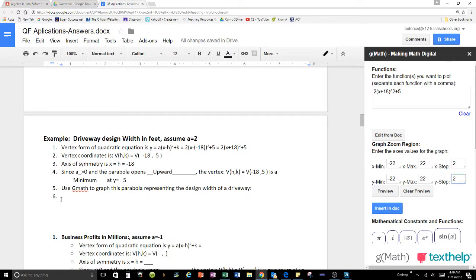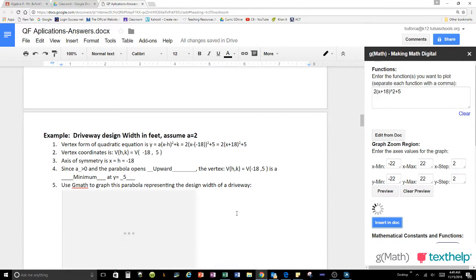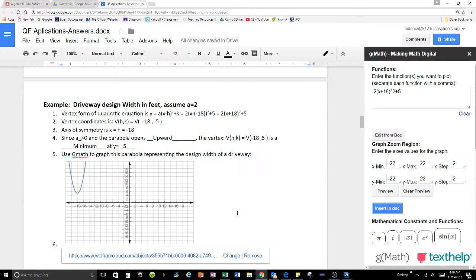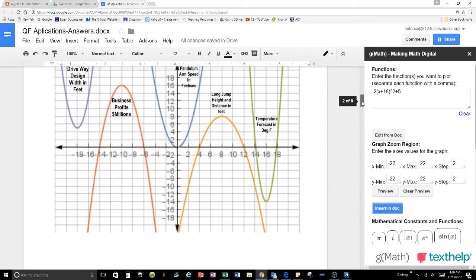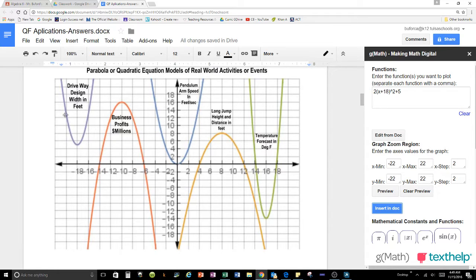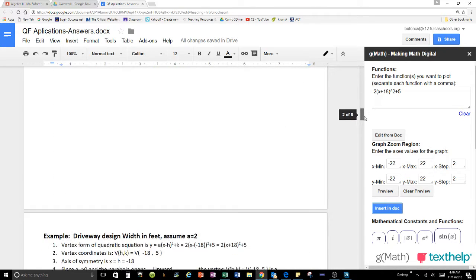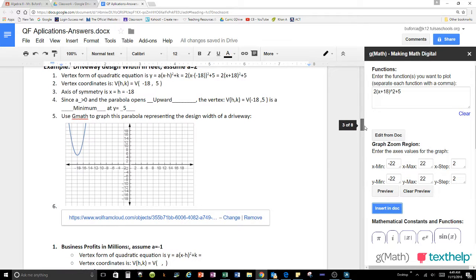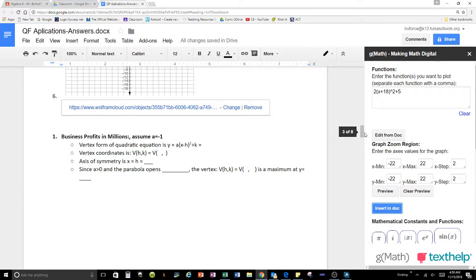Okay, so we go back into the document, make sure our cursor is here, hit the insert button, and there's our graph. As you can see, it looks just like the graph of the driveway, which shows that we are modeling the same parabola. Okay, so let's go to the next one here, and this is business profits.